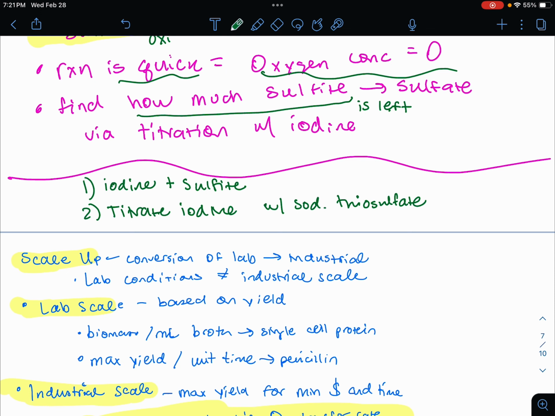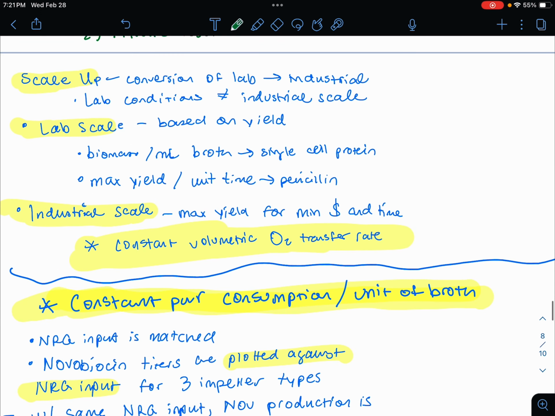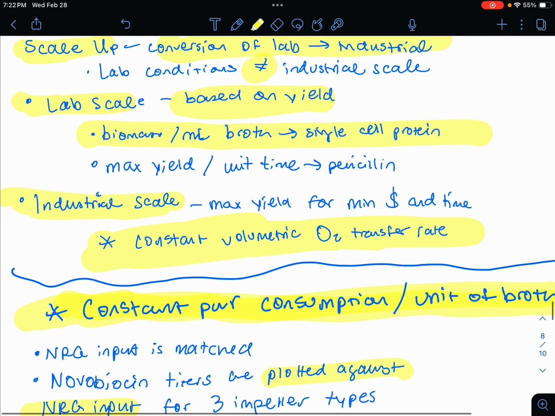and that's another way to determine the oxygen uptake. All right, let's talk about scaling up. Scale up is the conversion of laboratory procedure to the industrial side. So lab conditions, again, don't equal industrial scale. Lab scale is based on optimization based on yield. So biomass per ml of broth, that's going to be for single cell protein. However, max yield per unit of time is going to be for penicillin.